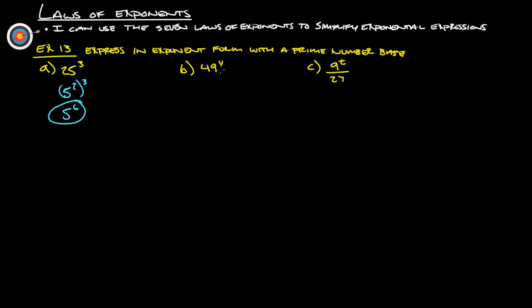Okay? 49 is the same thing as 7 squared. So we have 7 squared to the v power, and we, again, simply just multiply these two exponents here because it's a power raised to a power. So that's 7 to the 2v.